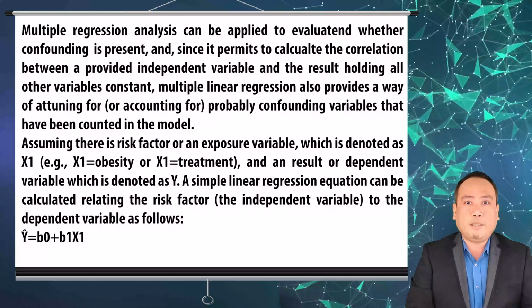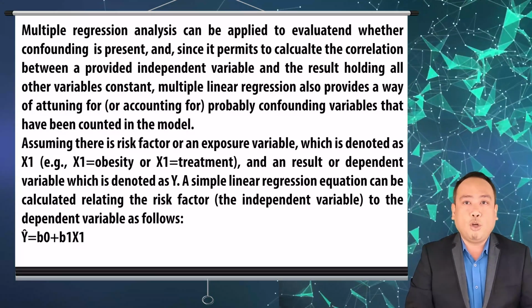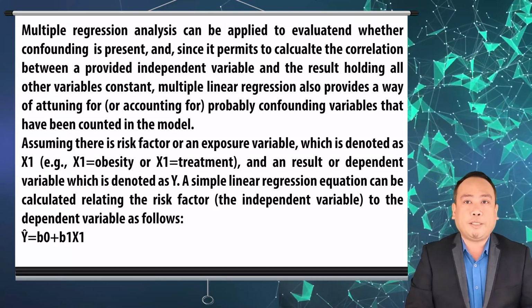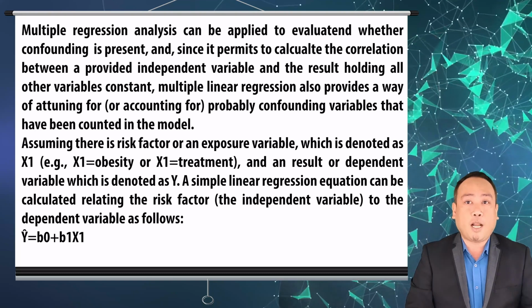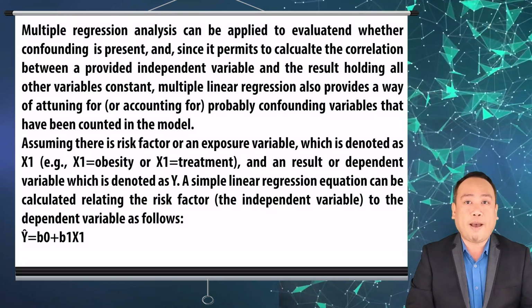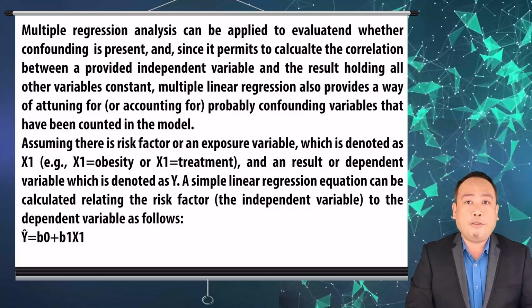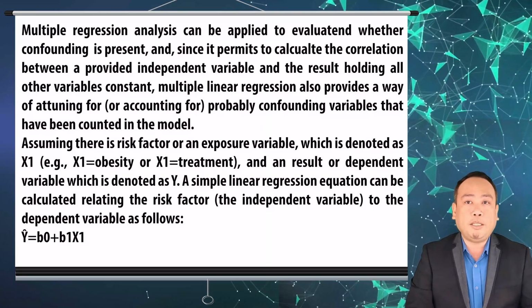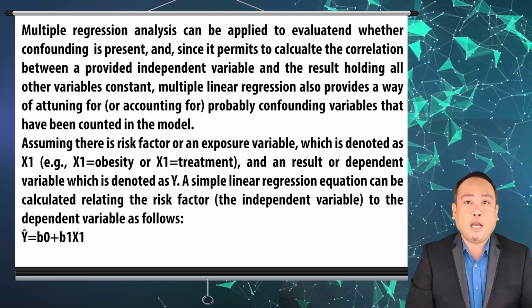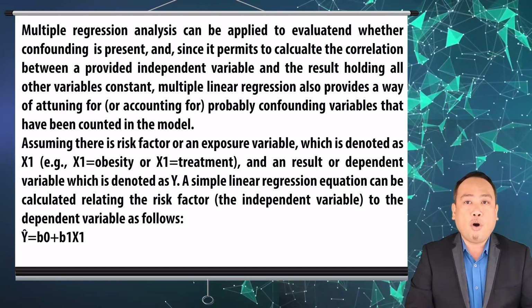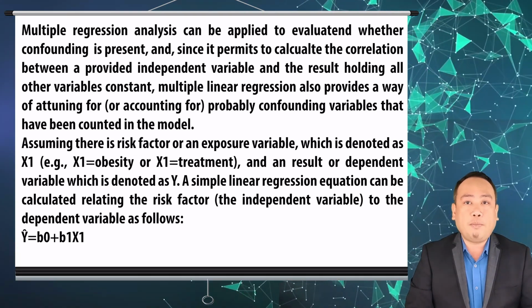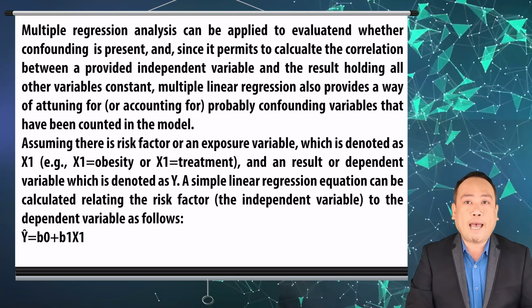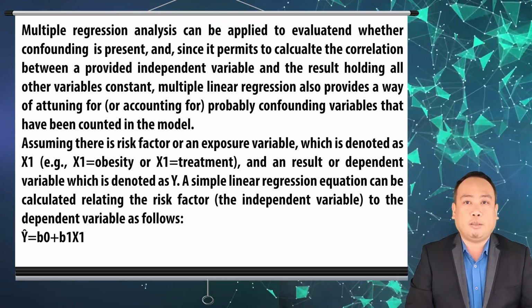Once more, statistical measurements can be done to evaluate whether each regression coefficient is significantly different from 0. Multiple regression analysis can be applied to evaluate whether confounding is present, and since it permits calculating the correlation between a provided independent variable and the result while holding all other variables constant, multiple linear regression also provides a way of adjusting for or accounting for potentially confounding variables that have been included in the model.